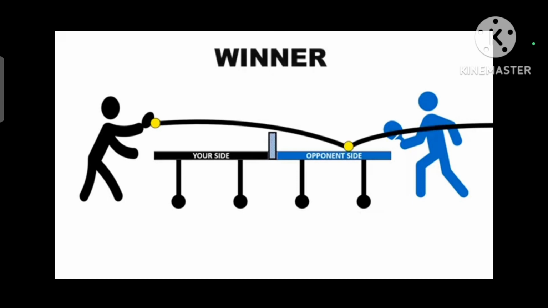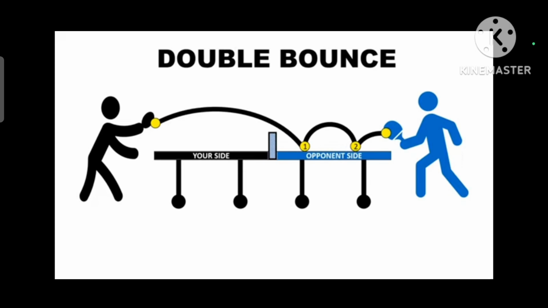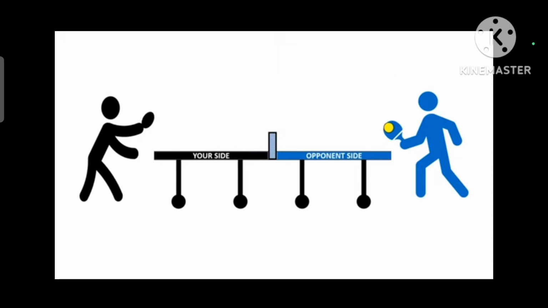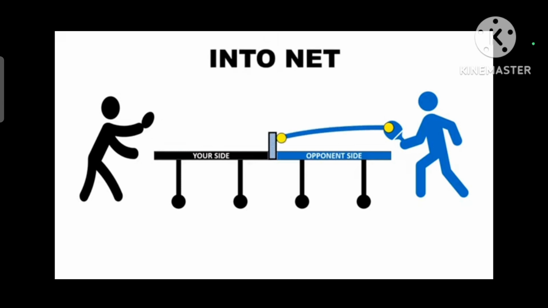You can hit a very fast shot and your opponent is not able to make contact, that is a winner. Another way to win a point is two bounces. If your opponent hits the ball after the ball has made two bounces on the table, it's called a double bounce and you win the point. Another way is if your opponent hits the ball and it doesn't bounce on the table, that would be an outside and you would win the point. Another case is the opponent hits the ball into the net. In that case also you would win the point. So these are all the ways in which you can win points in table tennis.